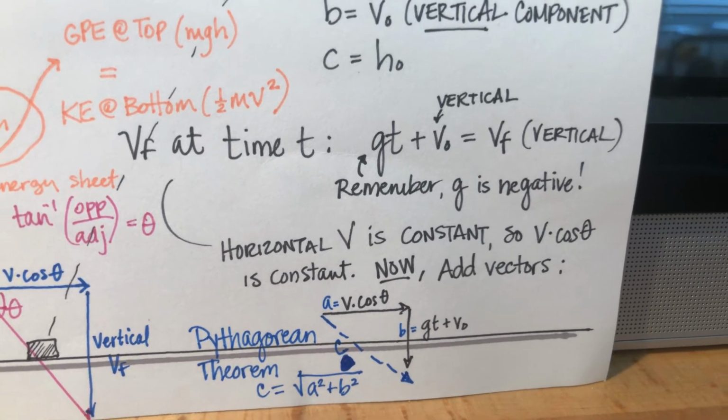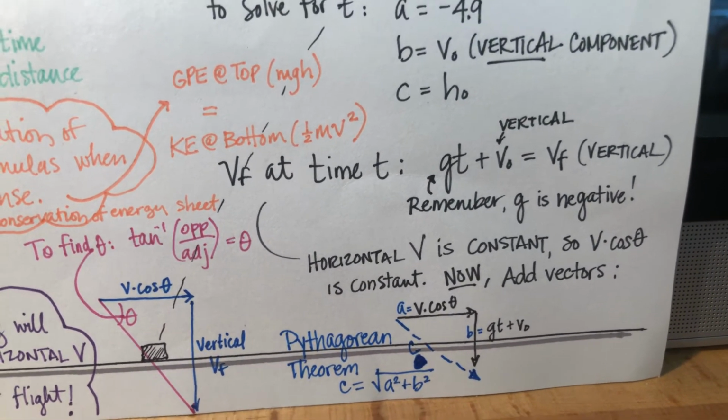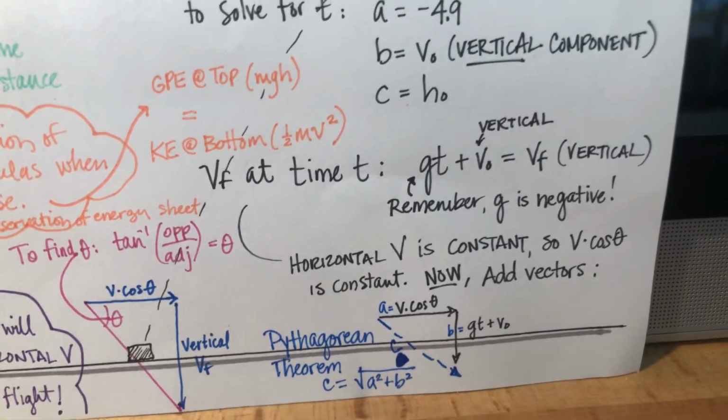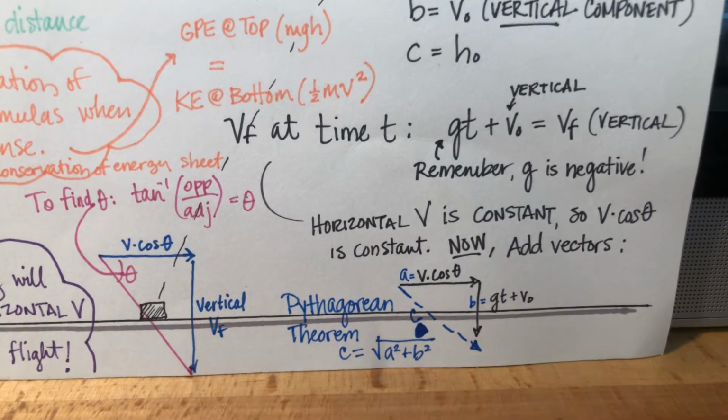Vertical v initial is v final vertical. Remember, g is negative, that's a directional thing, and the horizontal velocity is constant, so v times cosine theta is constant. Now add the vectors.